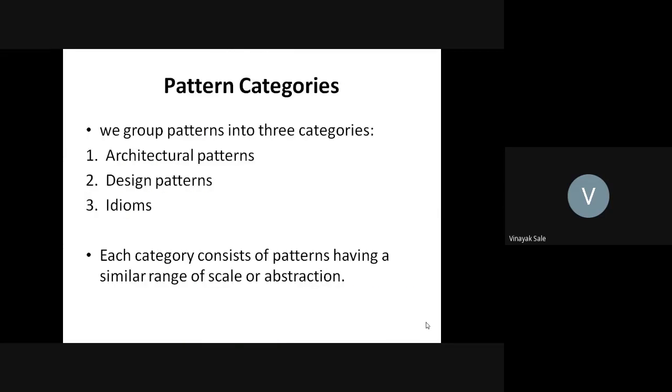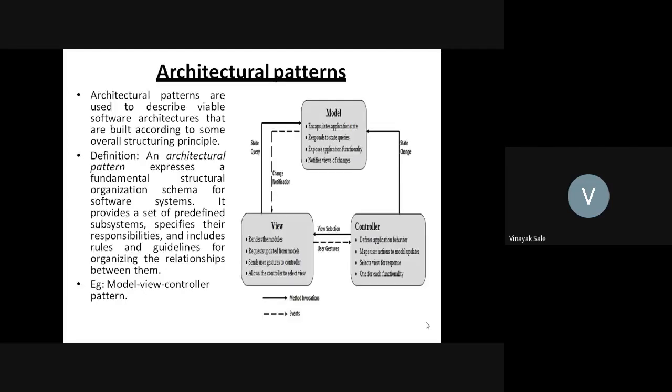So, pattern categories. There are three categories of patterns: architectural pattern, design pattern, and idioms. Each category consists of patterns having a similar range of scale or abstraction. So we'll study them one by one in detail.